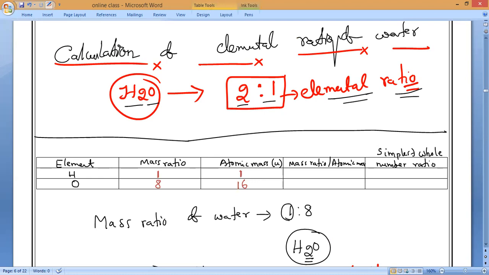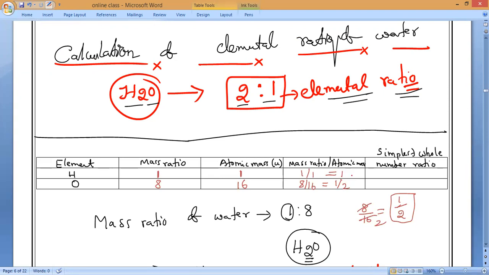Now, what is the next column? Mass ratio divided by atomic mass. What will come? Tell me. So 1 divided by 1 equals 1. Next, 8 divided by 16 equals how much? All of you. 0.5, sir. 1/2. Don't take decimals, always take fractions. 1/2. Any doubt?